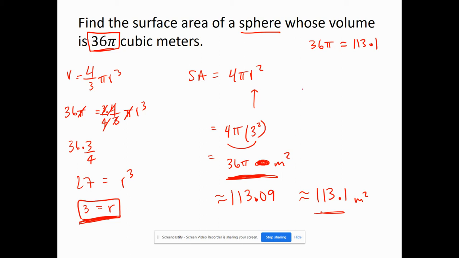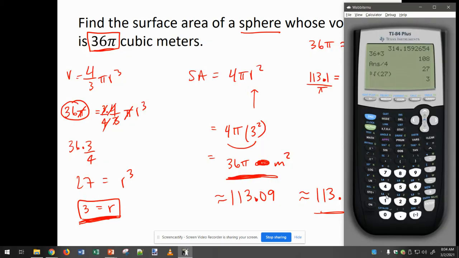So let's say I gave you this number at the beginning and I said the volume equals 113.1. Find the surface area. So what we would have to do, instead of plugging in 36 pi, we plug in 113.1 and set that equal to 4/3 pi r cubed. And we need to still solve this for r, but now it's a little bit harder because the pi has nothing to cancel with. So we actually have to divide by pi first to get rid of it, and then just do on your calculator 113.1 divided by pi, and it's going to be pretty close to 36.